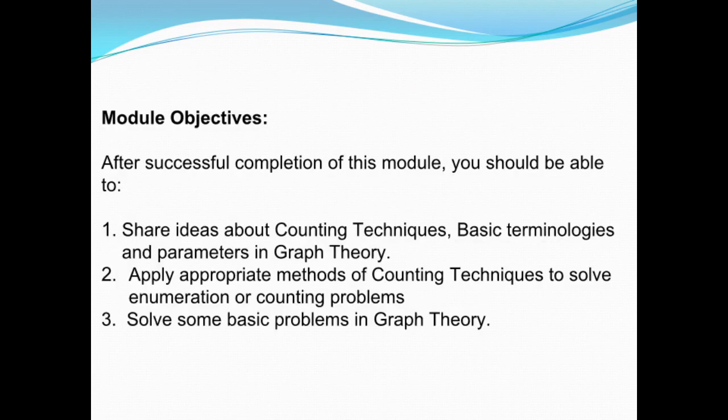After successful completion of this module, you should be able to share ideas about counting techniques, basic terminologies and parameters in graph theory. Apply appropriate methods of counting techniques. Solve enumeration or counting problems and solve some basic problems in graph theory.